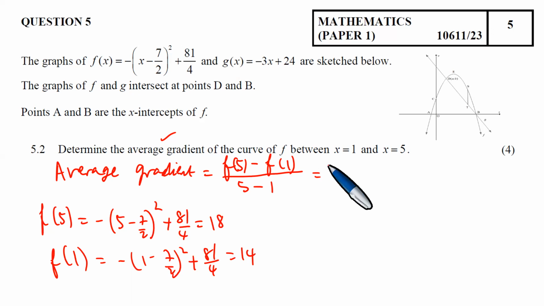So f of 5 is what? It's exactly 18 minus 14 divided by 5 minus 1, which is the same as 4 divided by 4, which is 1. What is the average gradient? The average gradient is equal to 1, and we are done.